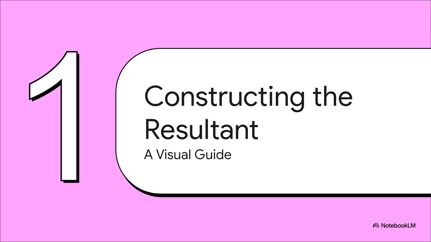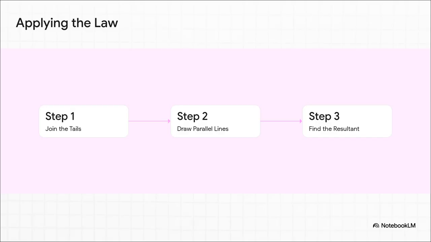So how do we actually put this law to work? Let's forget about equations for a second and just build the solution visually, step by step. It's actually pretty intuitive when you see it. It really boils down to a simple three-step recipe. First, we join the tails of our force arrows. Second, we draw some parallel lines to make our shape. And third, we find the resultant. That's it. Let's see it in action.